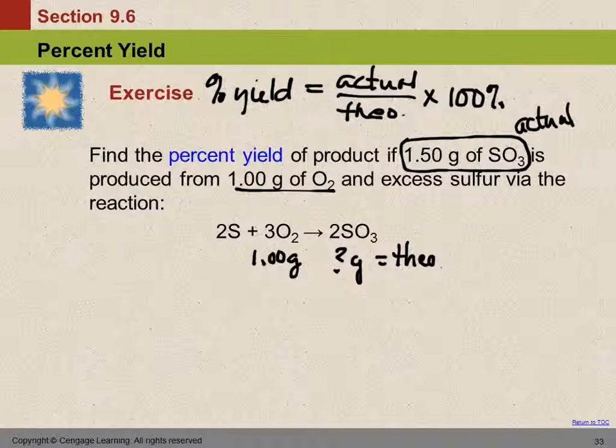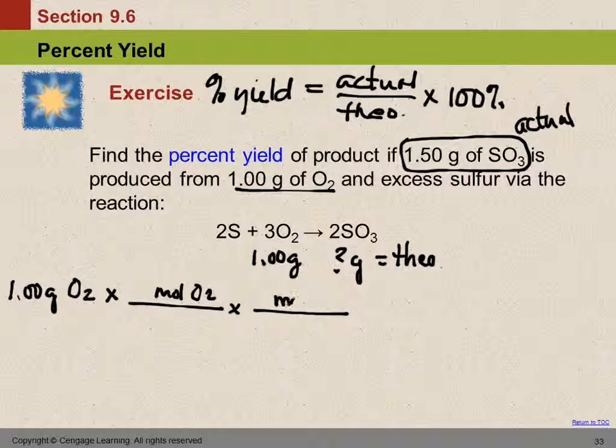Is this making sense? So now I need to do a stoichiometry calculation, grams to moles to moles to grams, with this guy. So we're starting with 1.00 grams of O2. We're not using this 3 yet. That only shows up in the mole ratio. Grams to moles to moles to grams. Grams of oxygen to moles of oxygen. To moles of what? SO3, our product. And then to grams of SO3.